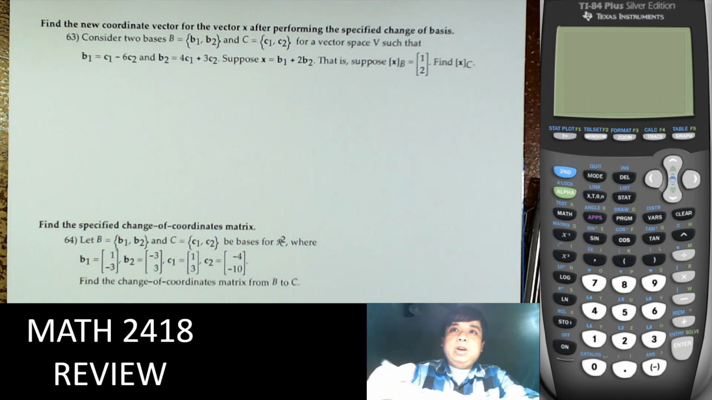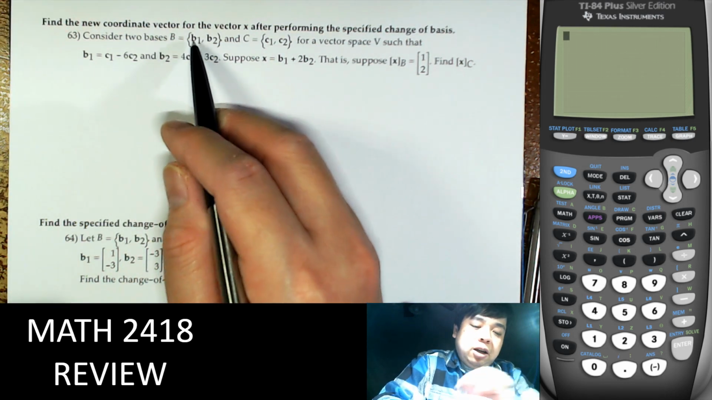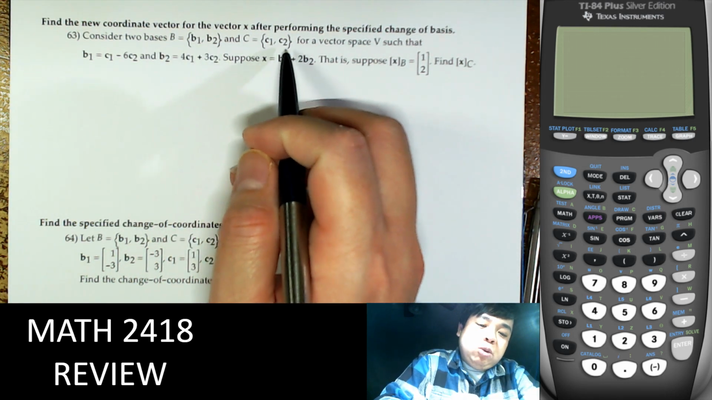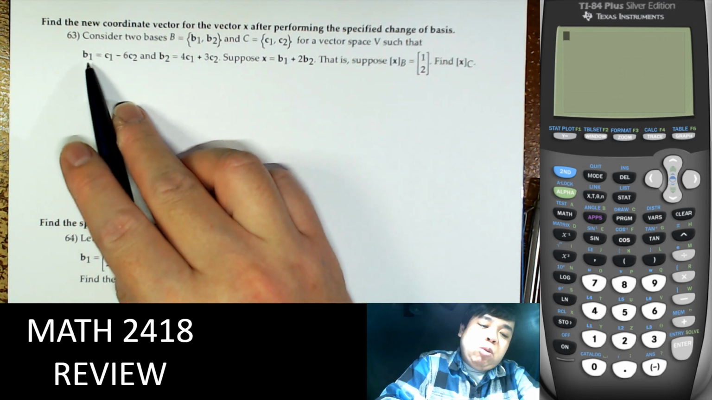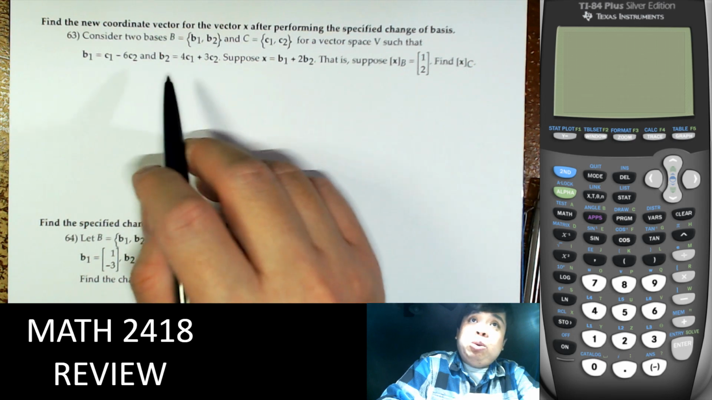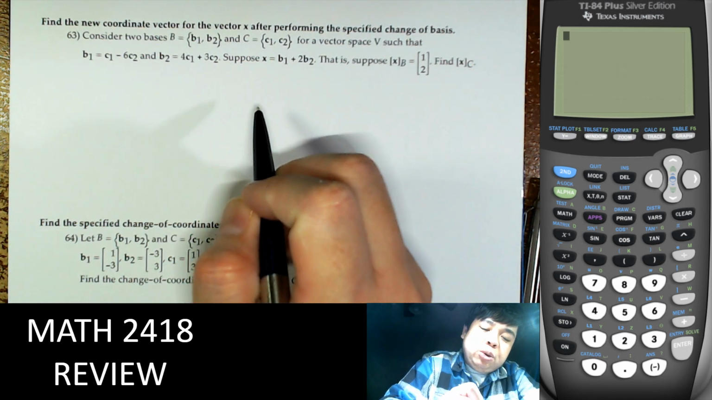We continue reviewing linear algebra. Consider two bases B1, B2, and C1, C2 for vector space V such that B1 and B2 are given like that. Suppose X is B1 plus 2B2.